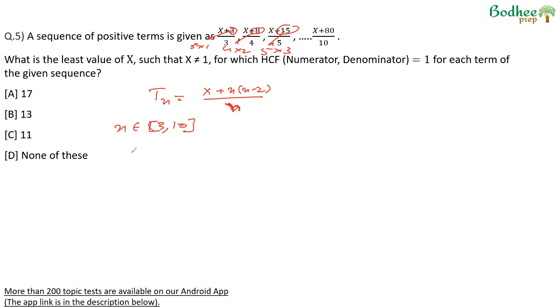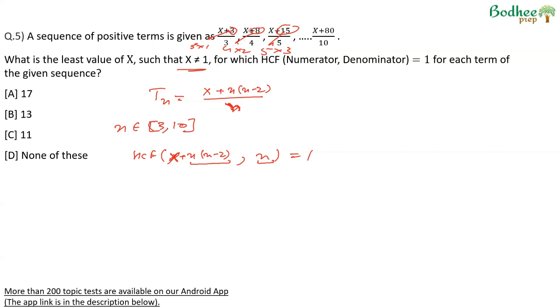We need the HCF of the numerator, that is x plus n into n minus 2, and n to be 1. Clearly, the HCF of n into n minus 2 and n will be n. So, if there is no common factor between x and n, that is the only case when the HCF will be 1. So what is the least value of x? We cannot put the value of x as 1, that is given.